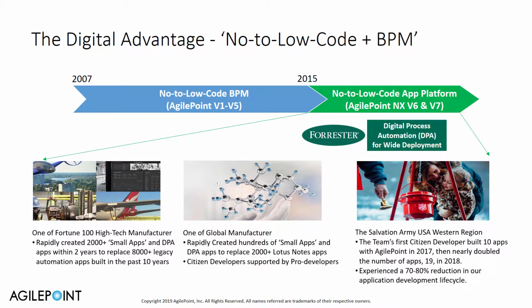And then lastly, right, a great example of our customer success is with the Salvation Army West. Right? Again, another organization leveraging citizen development to build applications at large scale. Now, this is a slightly smaller organization than some of the others that we've talked about so far, but a single developer was able to build 10 applications by themselves in 2017, doubled that in 2018, and will again double that number in 2019, with a 70 to 80% reduction in the application lifecycle time.